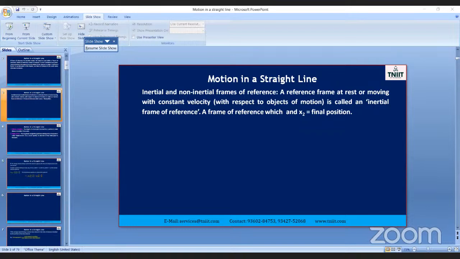What about the dimensional formula? The dimensional formula is M0 L1 T minus 1. This is the dimensional formula for the speed. So how do you define the speed? Speed is nothing but the distance traveled divided by the time taken. Now, we are going to talk about the speed in different forms.